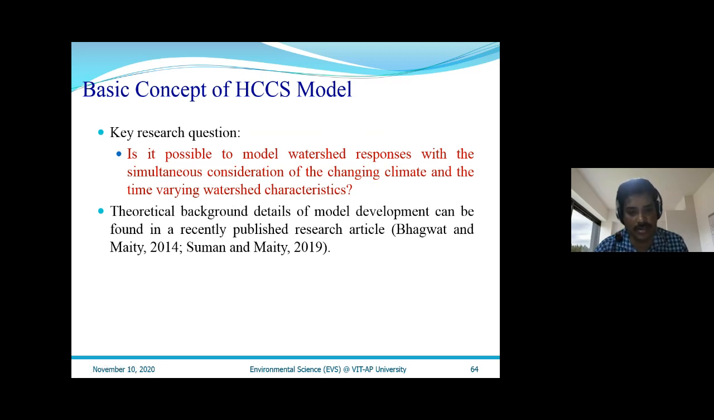So when we talk about the climate change model and the response of a watershed, we have to remember that the watershed characteristics are also changing on the scale of 30 years or 50 years. Obviously there is a significant change over 30 years. So the idea here is whether both things can be considered simultaneously or not.